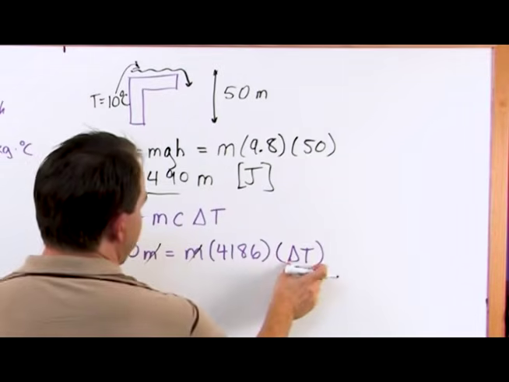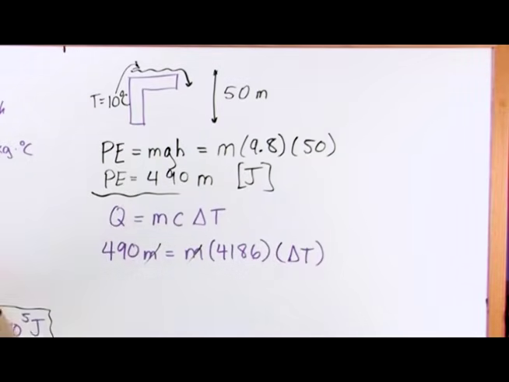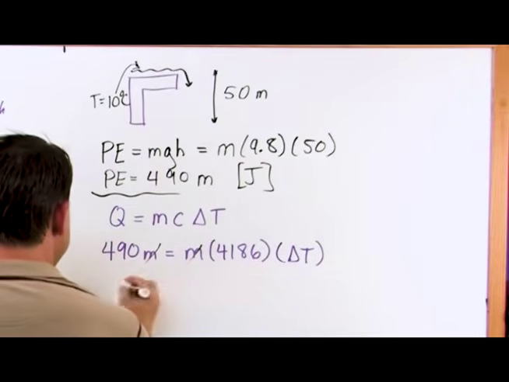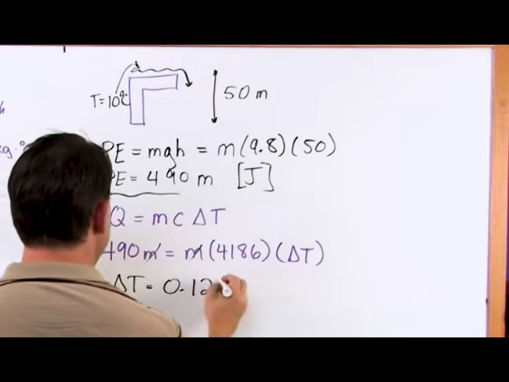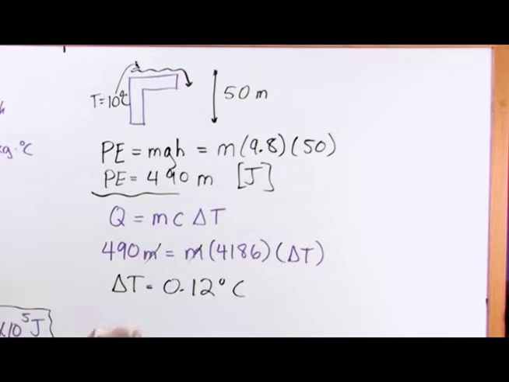So all I'm going to do now to solve for delta T is take 490 and divide by 4186. So delta T is going to equal 0.12 degrees Celsius. But don't forget, this is the change in the temperature, how much the temperature increased. It increased 0.12 degrees Celsius.